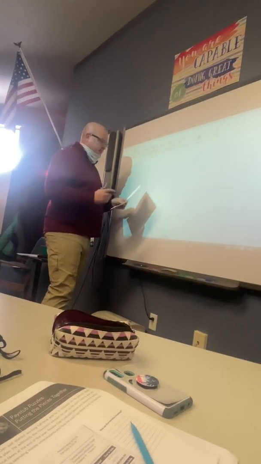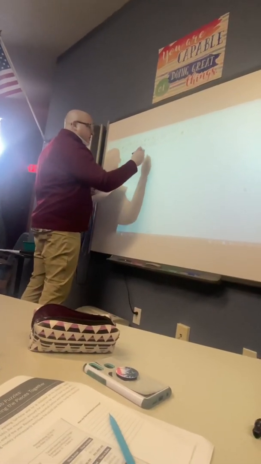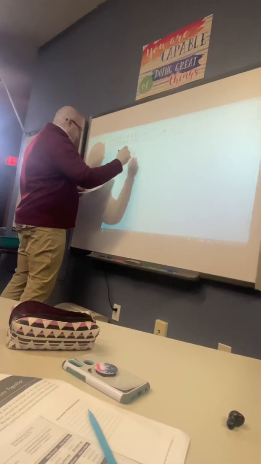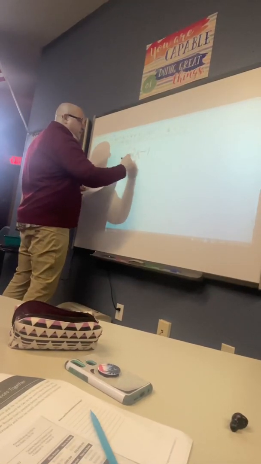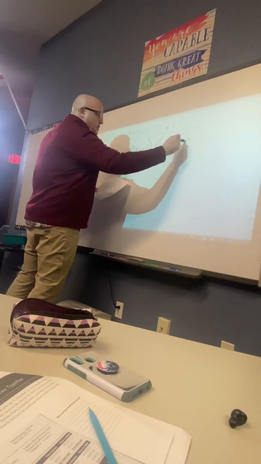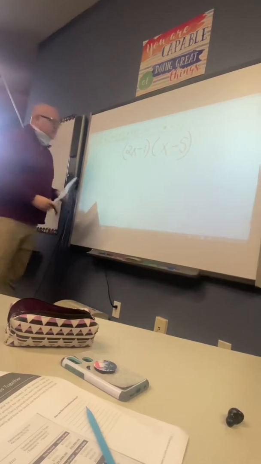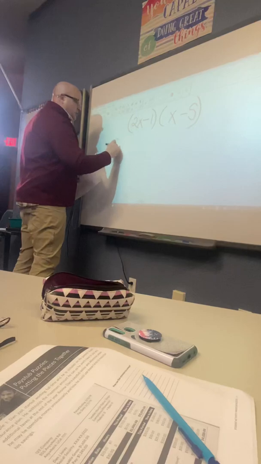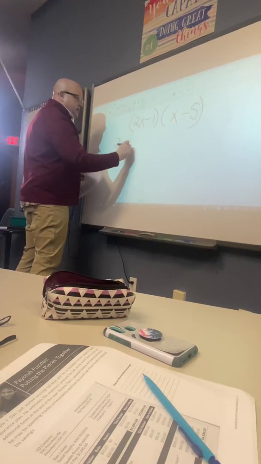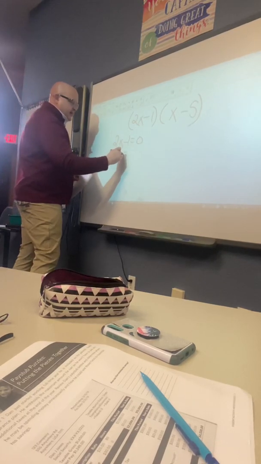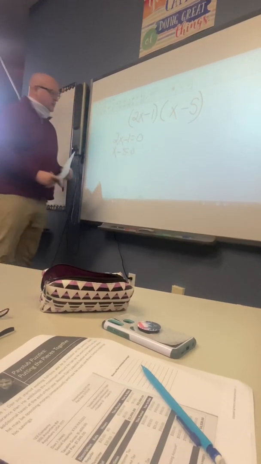Algebra, factoring and zeros. It's very similar to what we did a couple weeks ago. Let's work on these together, a couple of them. We're going to have two answers. We have 2x minus 1 equals 0, and then x minus 5 equals 0.